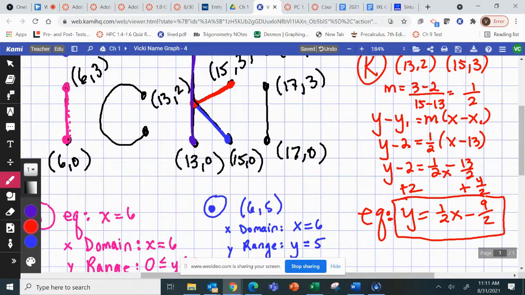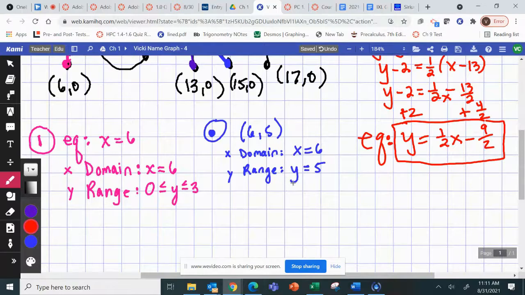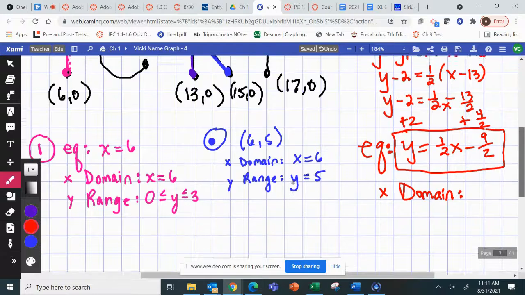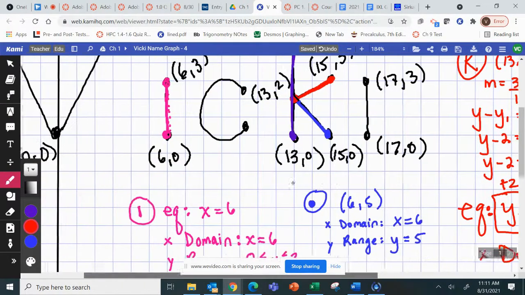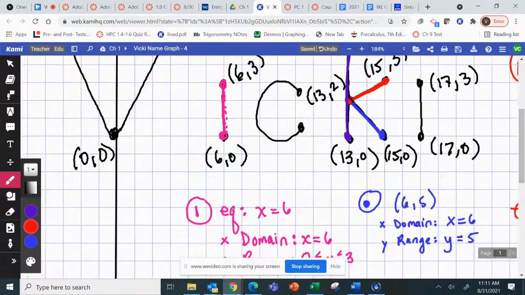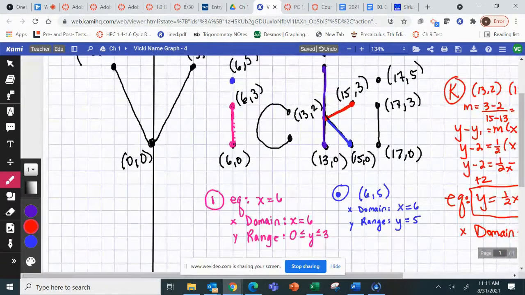Then I have to do the domain and the range. So remember, our domain is the x's. And I'm going to look at the picture for my domain, and I'm going to look at my ordered pairs. Oh, I lost my x-axis. When I erase something by accident, I erase the x-axis. I got to get that back.